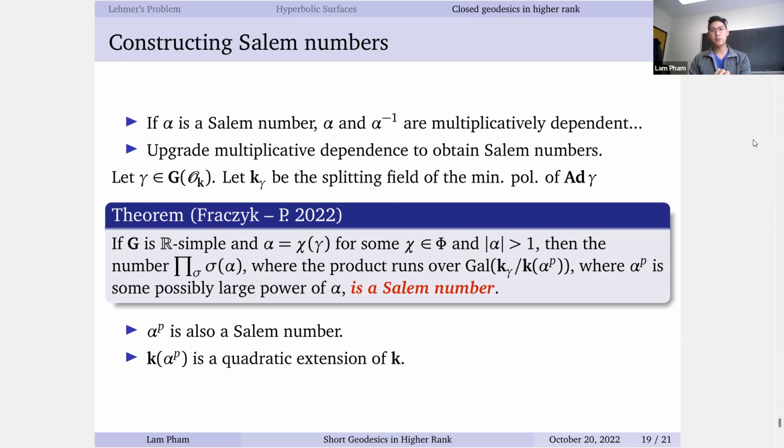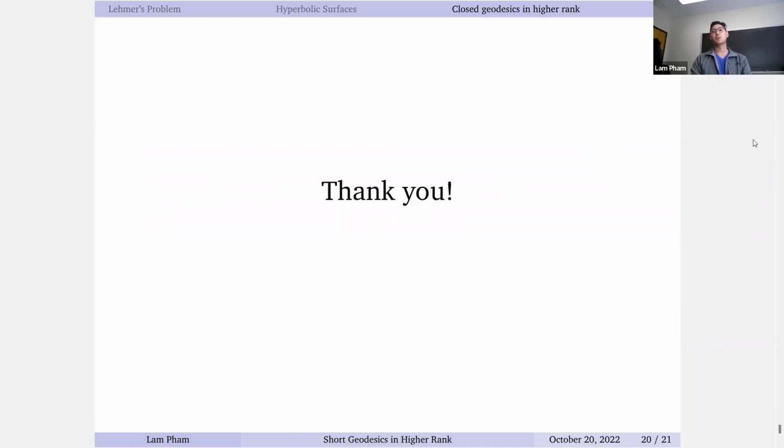And so once you have fixed this extension K gamma over K alpha P and constructed this new element alpha out of alpha, this is going to be a Salem number. So I'll stop here, and if you have any questions, please let me know.